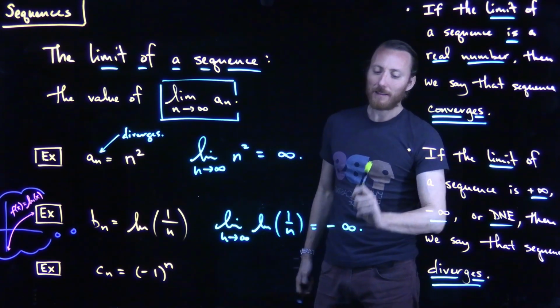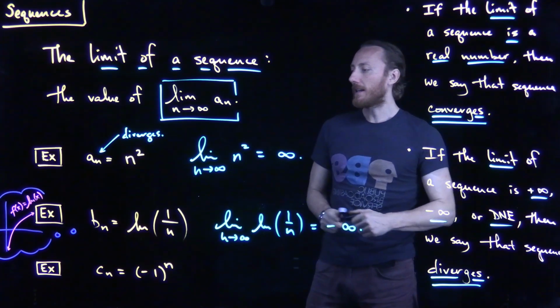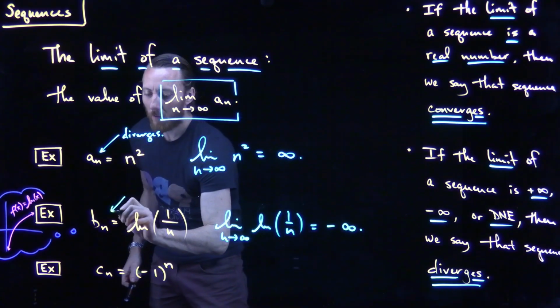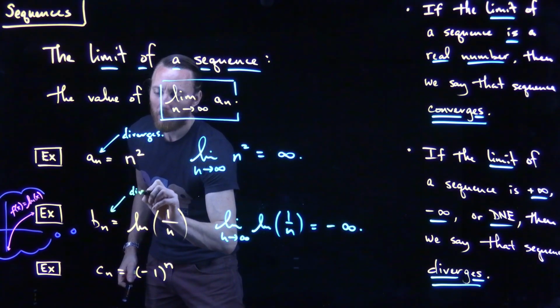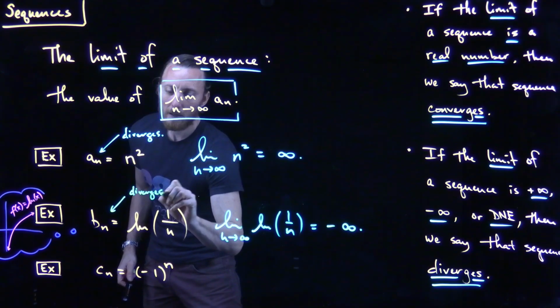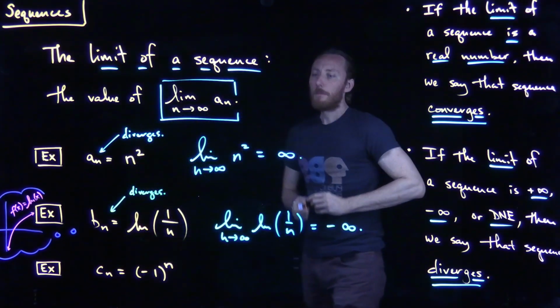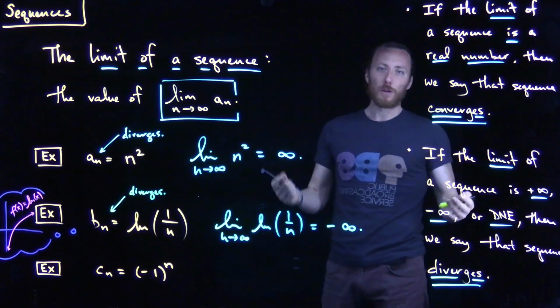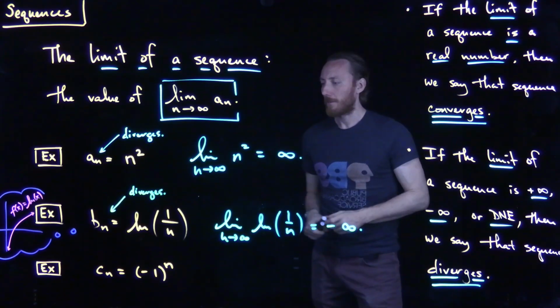The fact that the limit evaluates to be minus infinity in this case is a symptom of the fact that b sub n is a divergent sequence. So this sequence diverges because its limit is not a real number. Minus infinity is not a number on the number line.